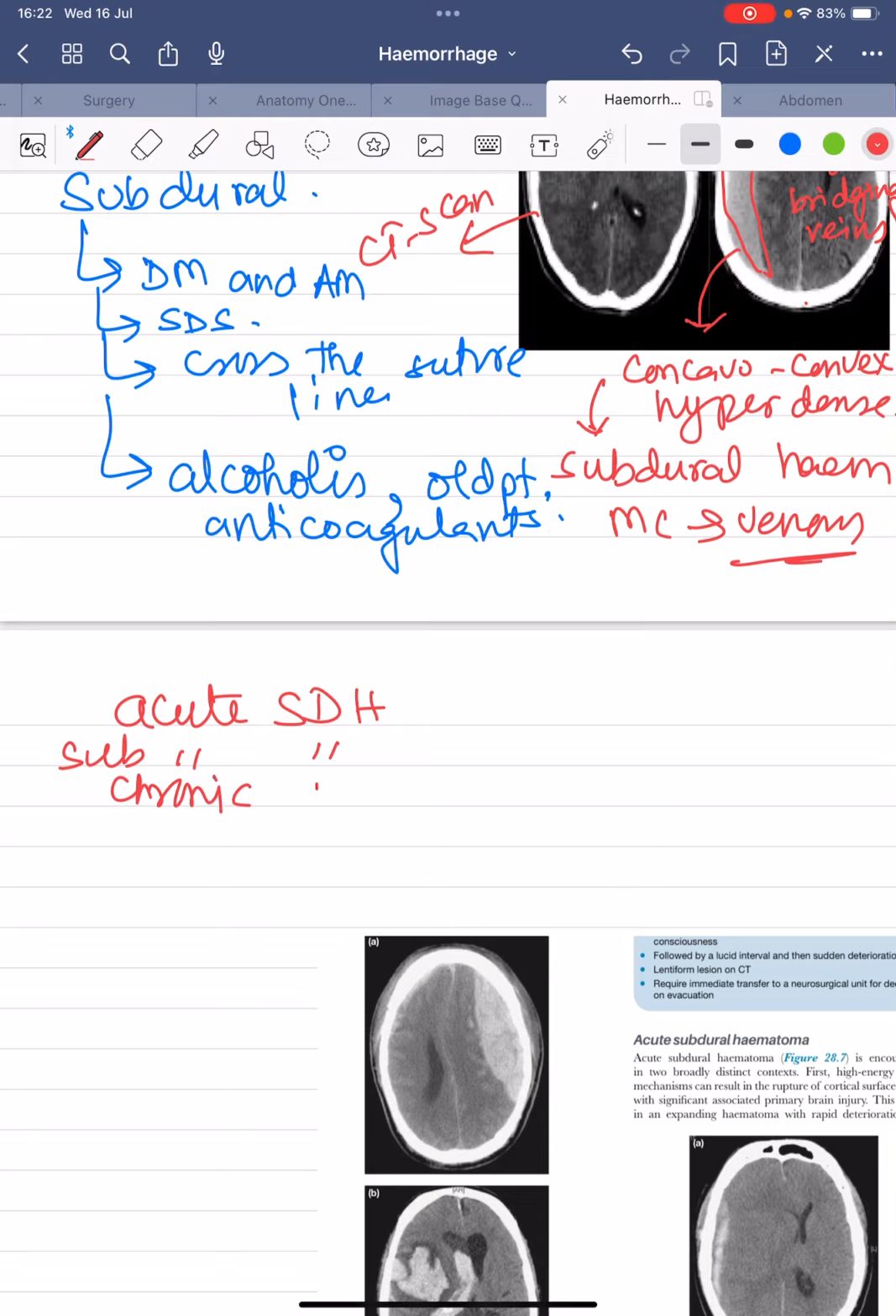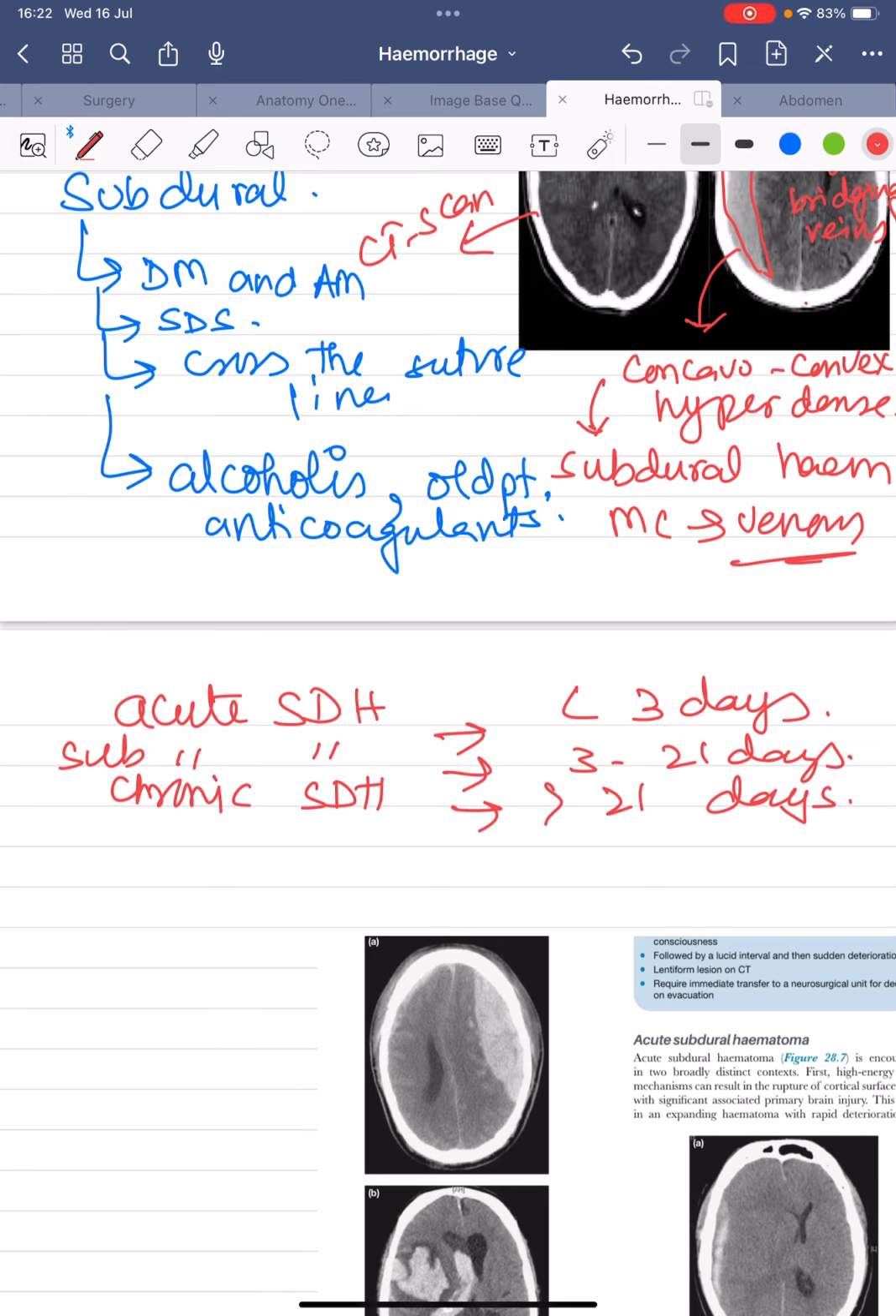Okay. So it can be acute subdural hematoma, subacute subdural hematoma, and chronic subdural hematoma. Less than 3 days, acute subdural hematoma; more than 3 to 21 days, subacute; and if it is more than 21 days, or 3 weeks, it is your what? It is your chronic subdural hematoma.